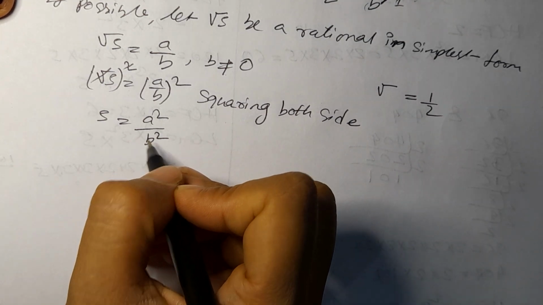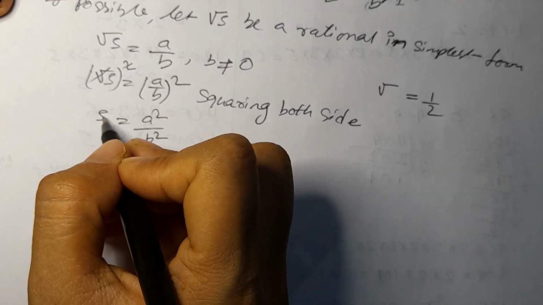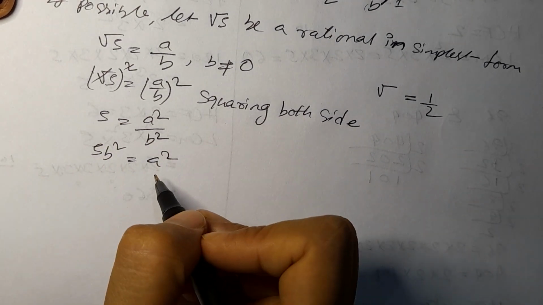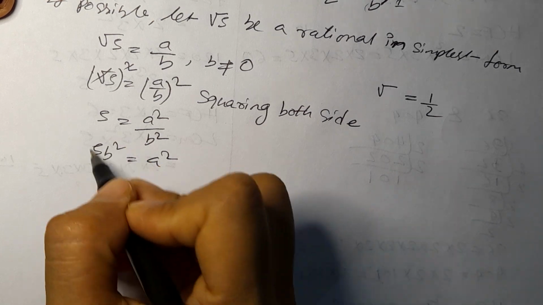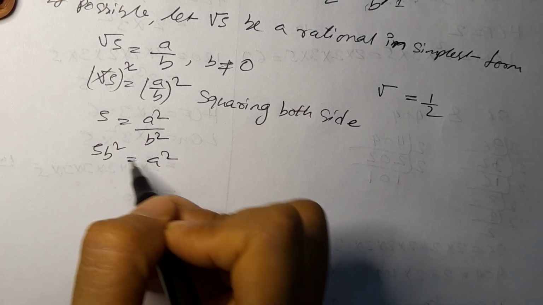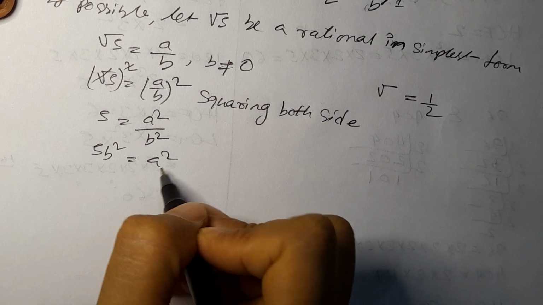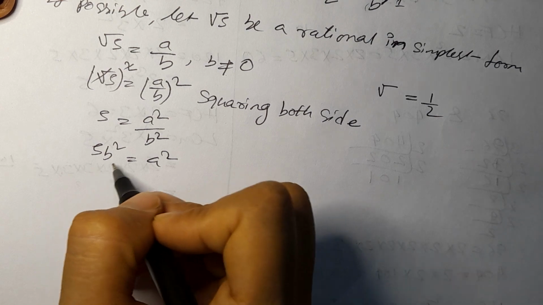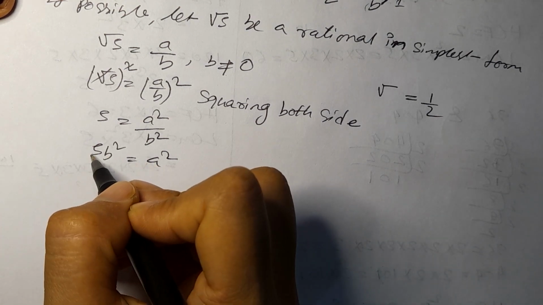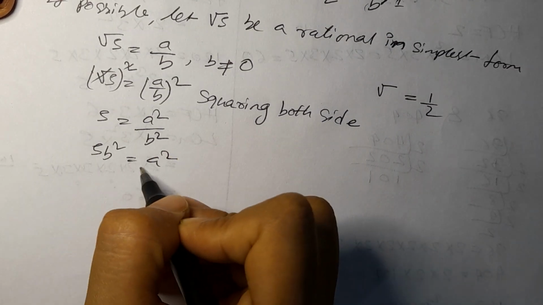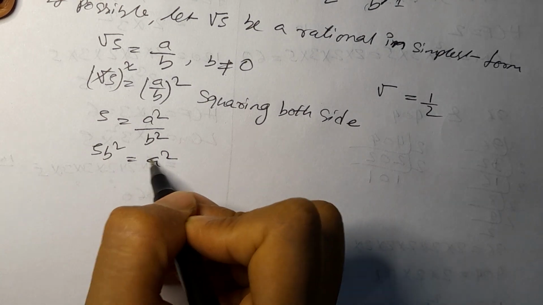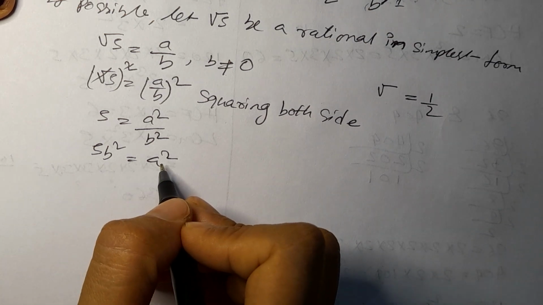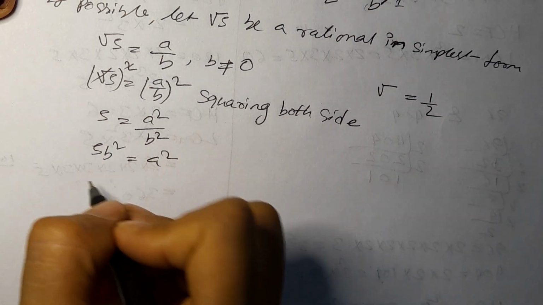Now bring the b square to this side. It was divided on this side, so on the other side it will be multiplied. So 5 b square equals a square. Now this number is divisible by 5. Why? Because 5 is there, so this side is divisible by 5, and these two sides are equivalent, so a square is also divisible by 5. We can write that 5 divides a square.